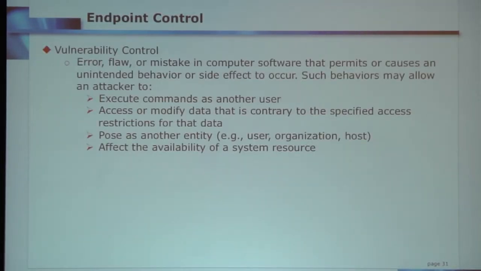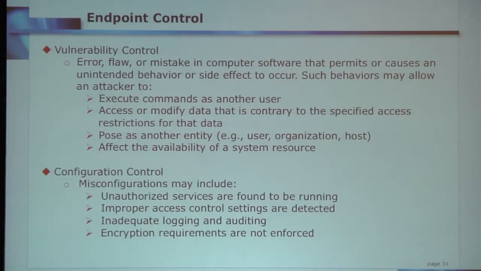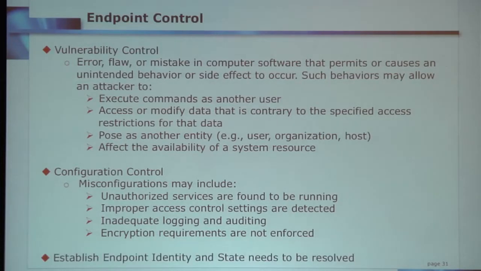Endpoint control has mainly two elements, right? The vulnerability control is trying to assess vulnerabilities, errors, flaws, or mistakes in computer software, and then configuration control, of course, which tries to assess misconfigurations that can lead to adverse effects. Of course, controlling these elements, detecting and presenting and analyzing all this is great and is critical. But ultimately, what you want to establish is the level of endpoint assurance, right? What endpoint am I talking to? Am I actually talking to the right endpoint? Which is a very, very critical question, and we're going to get to that.